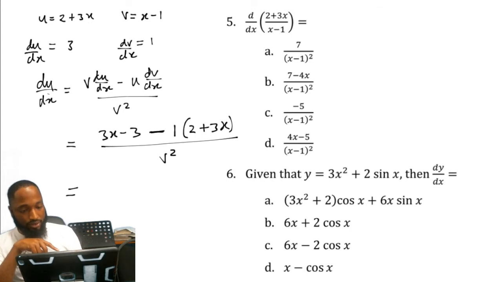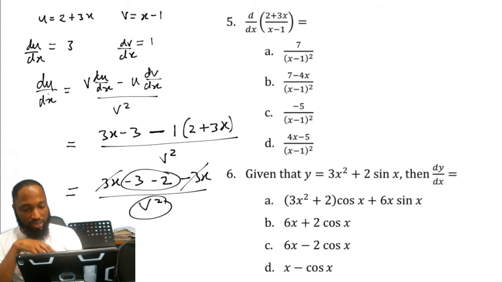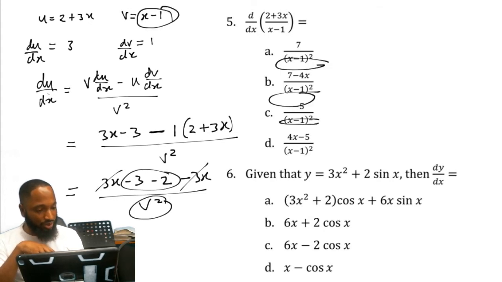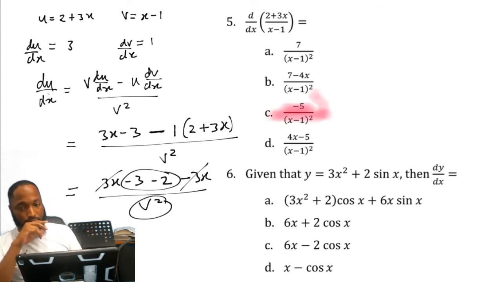So let's see. So this is 3x minus 3. Take away 2. Subtract 3x over v squared. That cancels with that. So you really end up with negative 5. Now, the reason I didn't bother to put the v squared is because all of them have v squared, so I didn't substitute it in. So negative 5, so the answer is C.